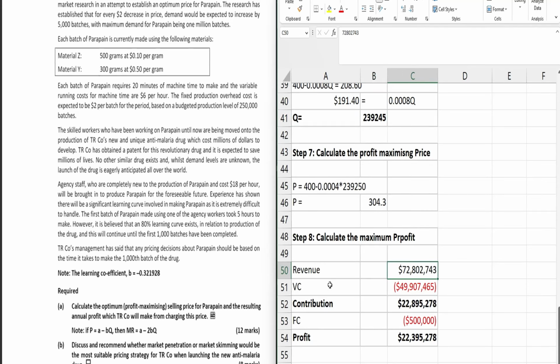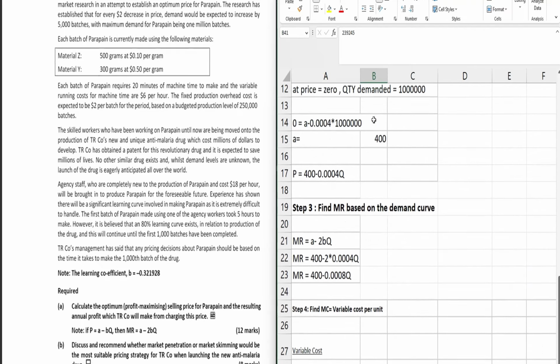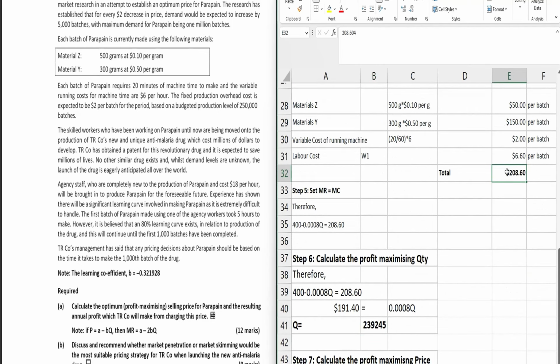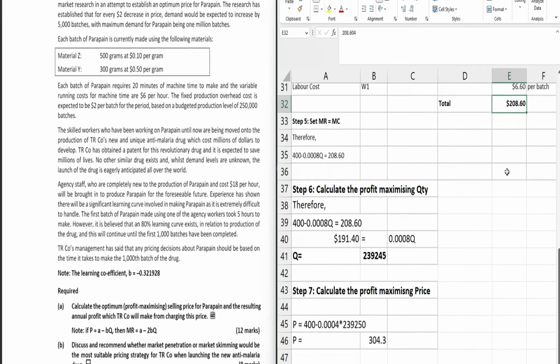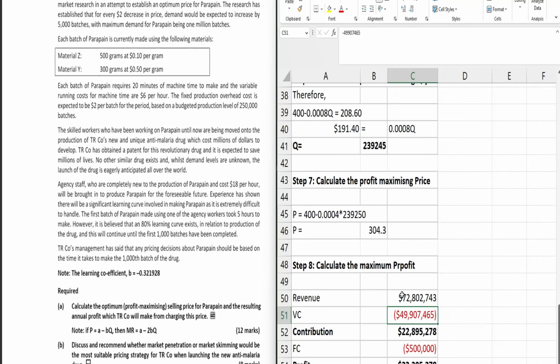All right, now variable cost, we know the quantity we are going to produce, and we also calculated the variable cost per unit in the step 4, that is 208.60. So if we will multiply this 208.60 with 2329245, we will get this variable cost. So now subtracting the variable cost from the revenue, we will get our contribution.